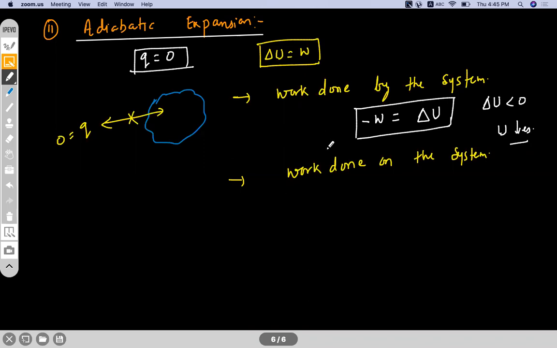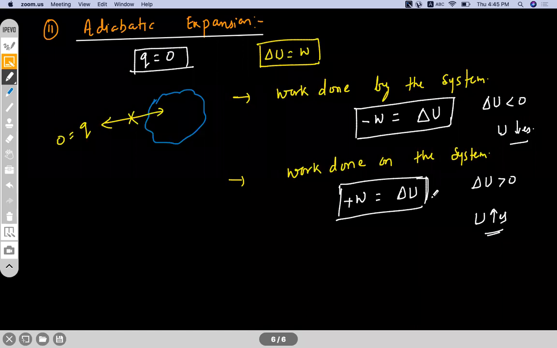If you have work done on the system, so it is plus W equals delta U, which means what? The value of delta U is greater than zero, positive. So delta U is positive. So internal energy increases. So obviously you're doing work on the system. So internal energy increases.